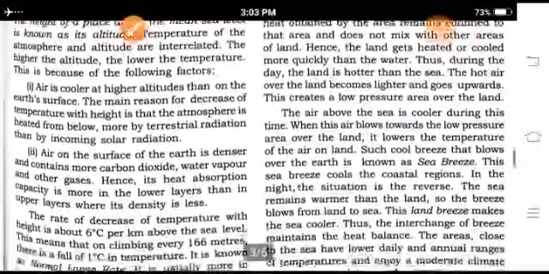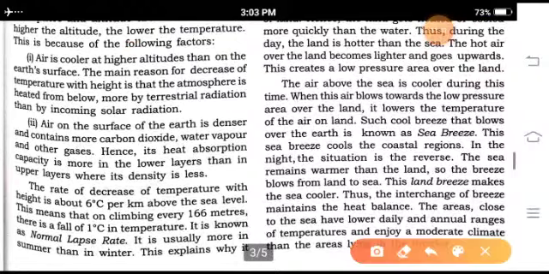The air above the sea is cooler during the day, and this air blows toward the low pressure. Such a cool breeze that blows over the land is known as a sea breeze, and this sea breeze cools the coastal region. In the night, the situation is reversed. The sea remains warmer than the land, so the breeze that blows from the land to the sea is known as a land breeze. This makes the sea cooler.